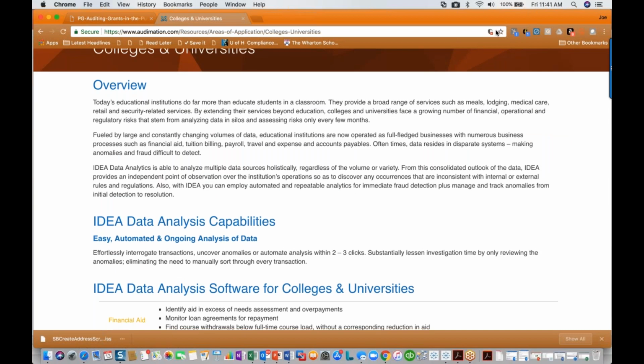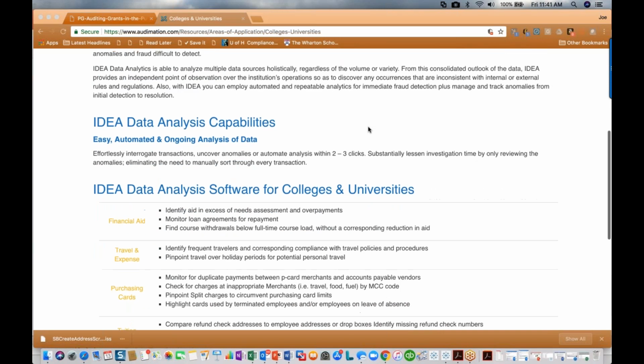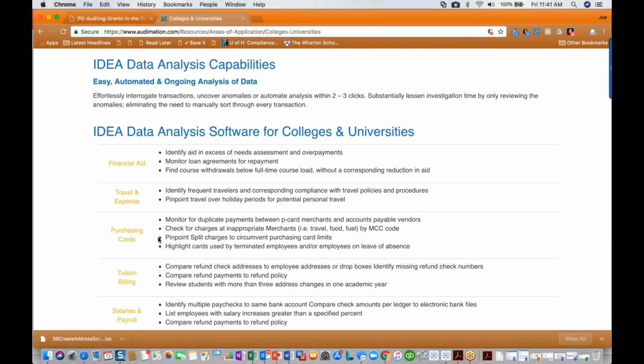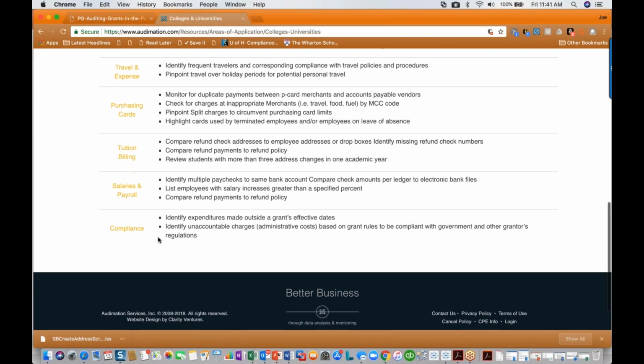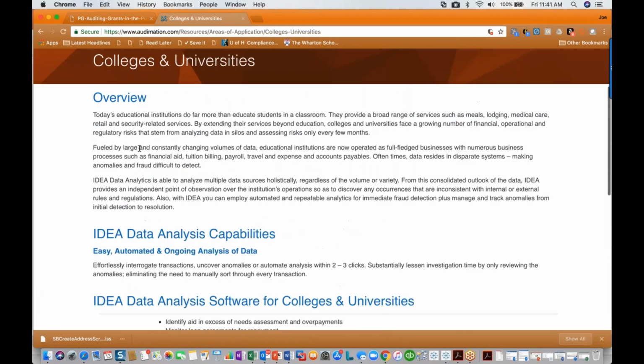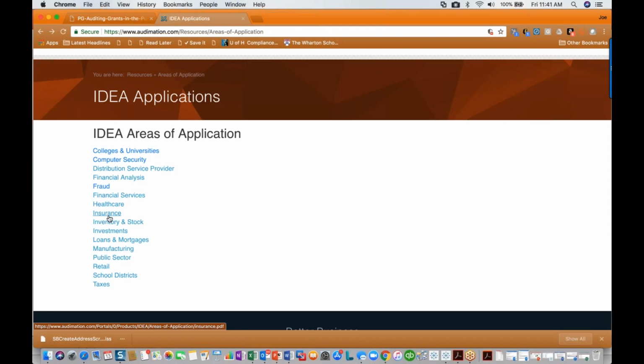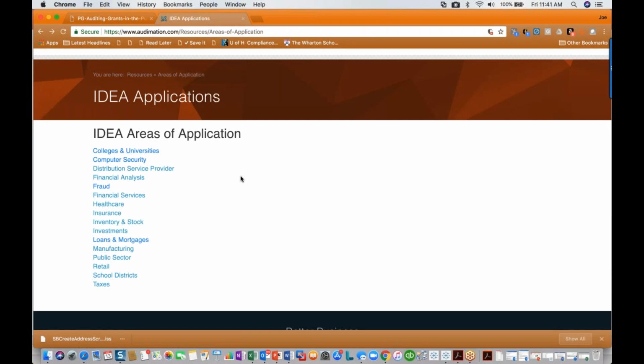Here we go. So, colleges and universities, and there are ideas or inspirations here. If you're doing an audit of travel and expense, here are a couple of ideas. If you're auditing purchasing cards, a few more: tuition, salaries and payroll, etc. Same with financial aid. So what you have here with this list are some industry focused and some cross-industry focused items that are intended to be inspirational for folks. So we're a big fan of these sheets, and whenever we're involved in a project, we look there.